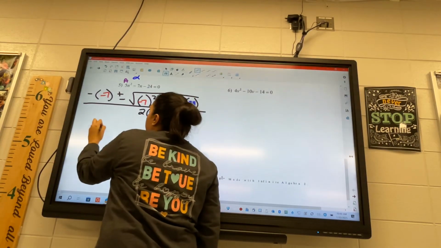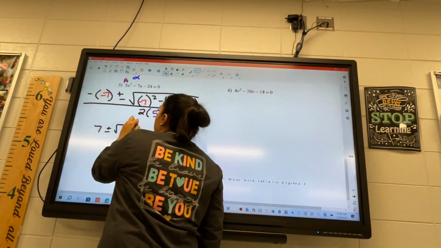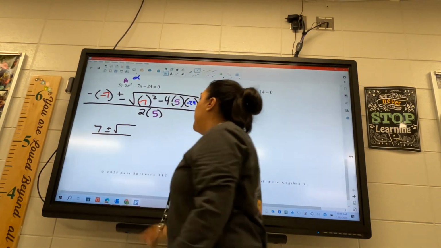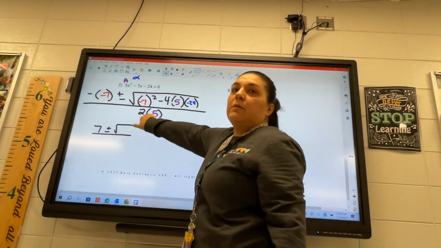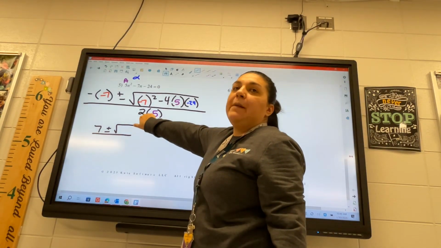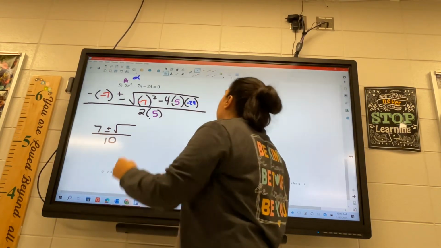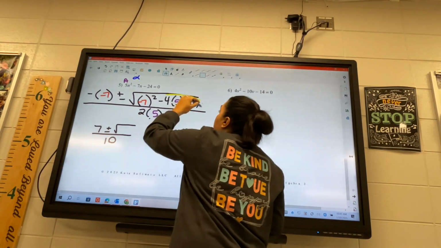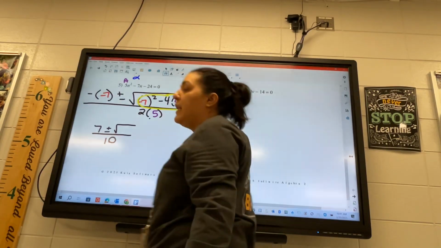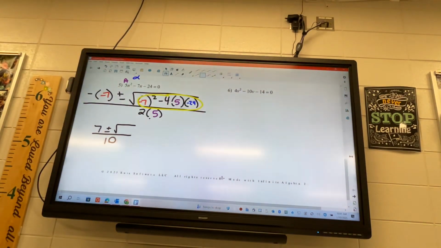Okay, so we're going to get 7 plus or minus the square root. On the bottom, what are we going to get when we times these two? 2 times 5, 10. Okay, and so now we're going to type in everything underneath of the square root. So parentheses, -7, close it, squared. Okay, all of that needs to go underneath. Type it in the calculator.